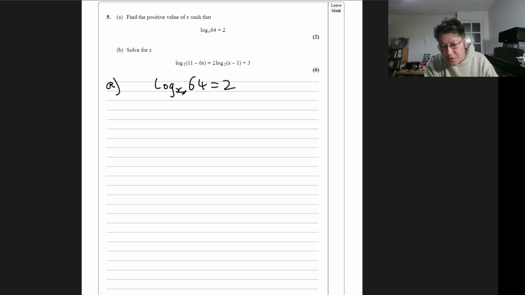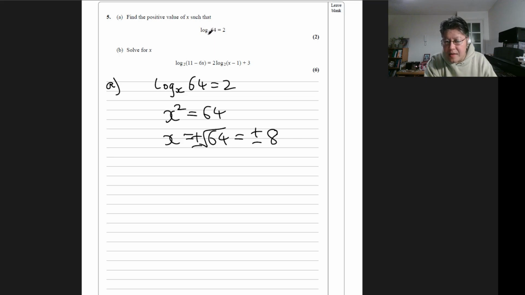So this is equivalent to x to the power of 2 equals 64. Now we can solve this. We can square root both sides. We get x is plus and minus root 64, and 64 is a square number, so that's equal to plus or minus 8. But we are told that x has to be positive because we can't put a negative as the base of a log. So therefore x equals positive 8 is the solution.